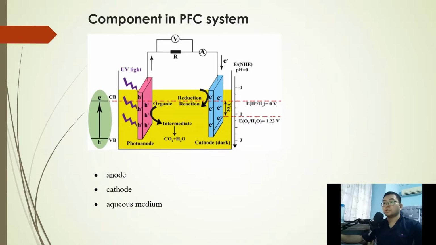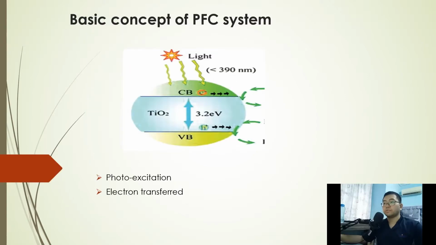In the project, the cell used for treating POME is the photocatalytic fuel cell, which consists of an anode, cathode, and aqueous medium as shown in the picture. The anode is coated with titanium dioxide, which makes it the photoanode. The concept of PFC is based on photoexcitation and electron transfer. As light is absorbed at the titanium dioxide, photoexcitation occurs and leads to the production of electron-hole pairs. Due to the potential difference, the electrons flow from the photoanode to the cathode.